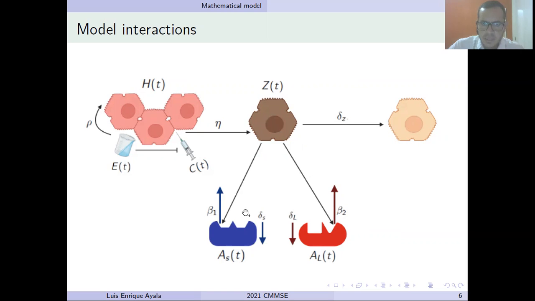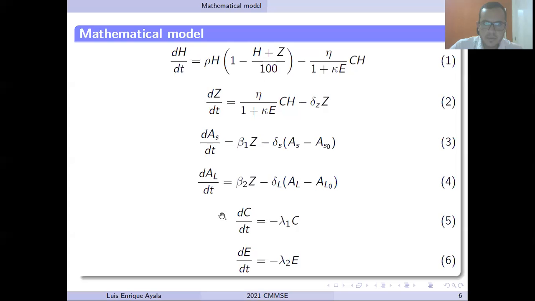The damaged hepatocytes produce an increase in the AST and ALT levels, and there is an increase of these levels because of the natural process of the body. These interactions can be written in this system of ordinary differential equations.